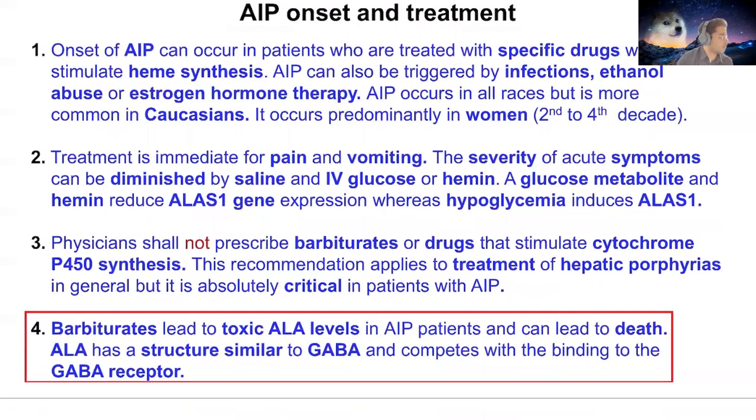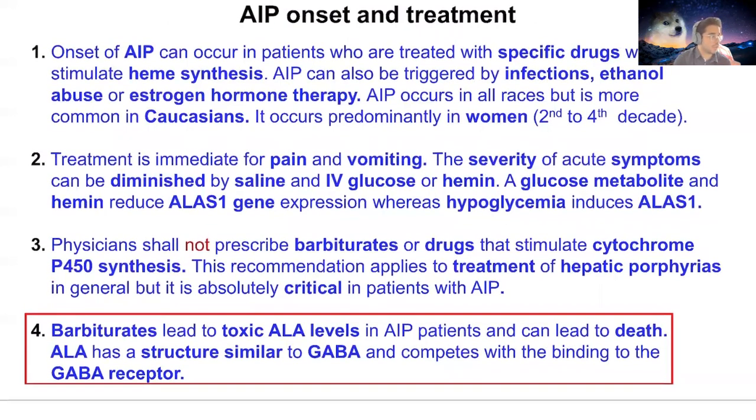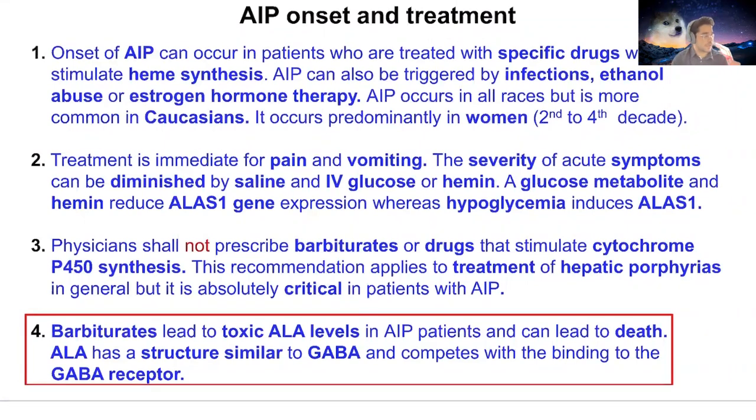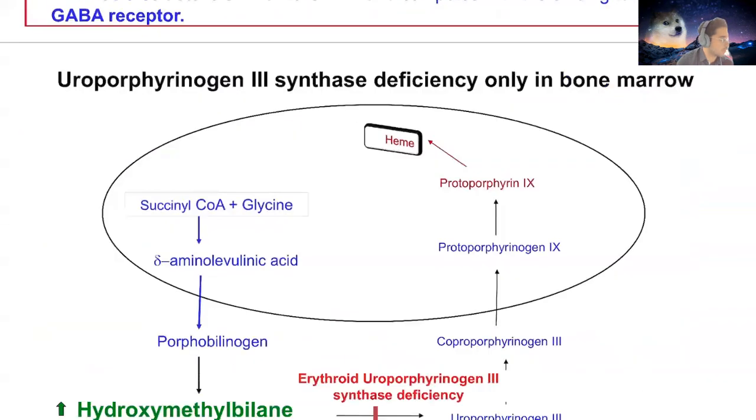Onset of AIP is typically triggered by specific drugs, heme synthesis demands, infection, alcohol abuse; any of these can typically cause this. Remember, barbiturates can lead to toxic ALA levels, right? Not good. In patients, ALA is very similar to GABA. And remember, GABA is basically a down-regulatory system, so it's going to suppress the central nervous system. And if you have high levels of GABA, you're going to cause death. Okay, not good.